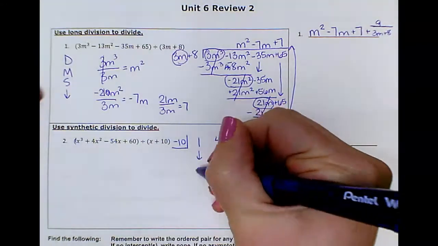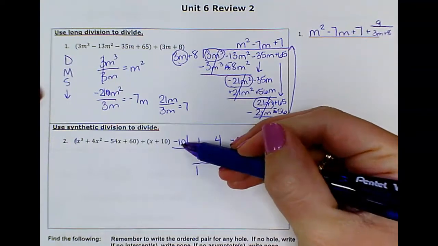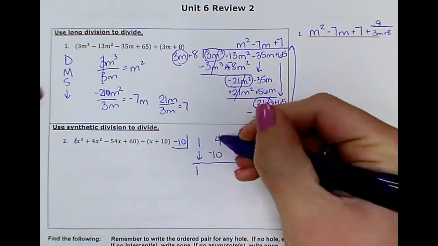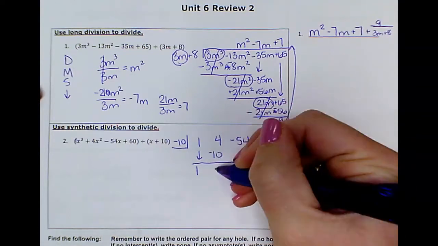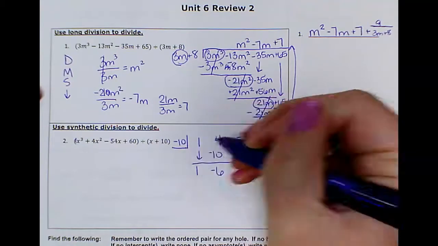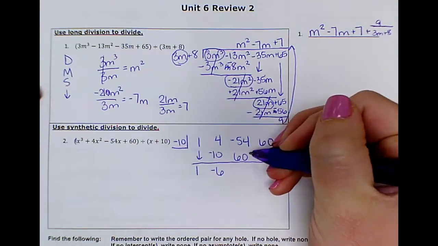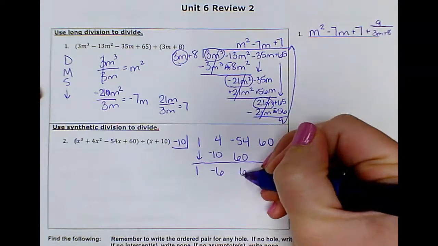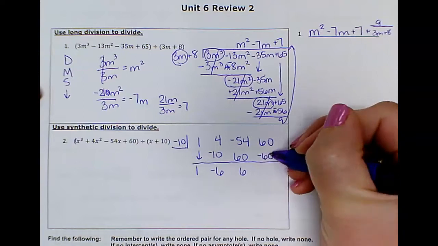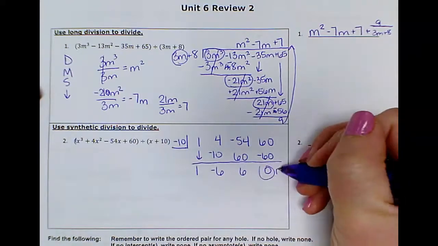I'm going to bring down my first coefficient, and that's what I'm going to use to multiply by the r value. 1 times negative 10 is negative 10. And then I add down. 4 plus negative 10 is negative 6. Multiplying, negative 6 times negative 10 is 60. Adding down, negative 54 plus 60 is 6. Multiplying, 6 times negative 10 is negative 60. Adding down, 60 plus negative 60 is 0. This is my remainder.